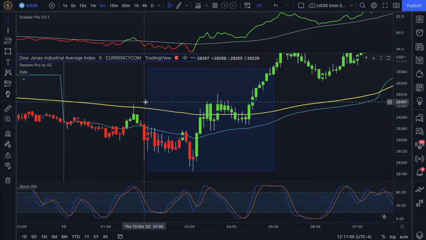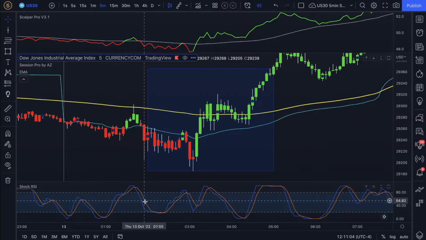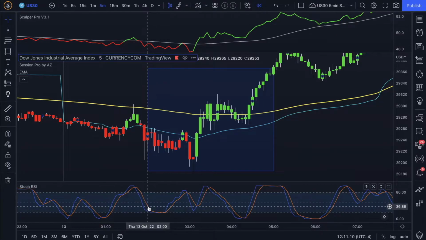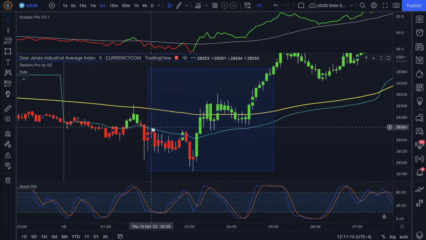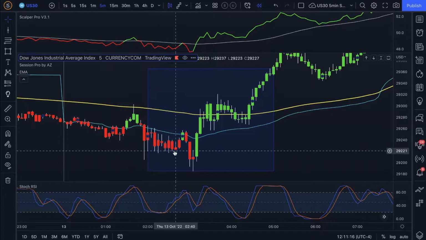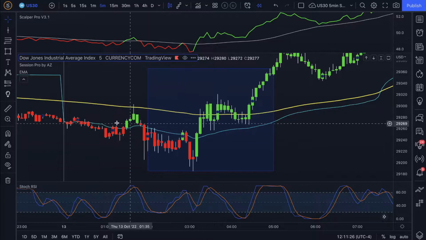So we started into this kill zone with a bearish Scalper Pro, but we see the stochastic RSI is already in the oversold area. So we are not looking to take trades in here, and what did we get? Just some ugly consolidation. Here we got a nice bearish engulfing, but we did not get the stochastic RSI crossover yet. We are below the EMA and we are below the VWAP.